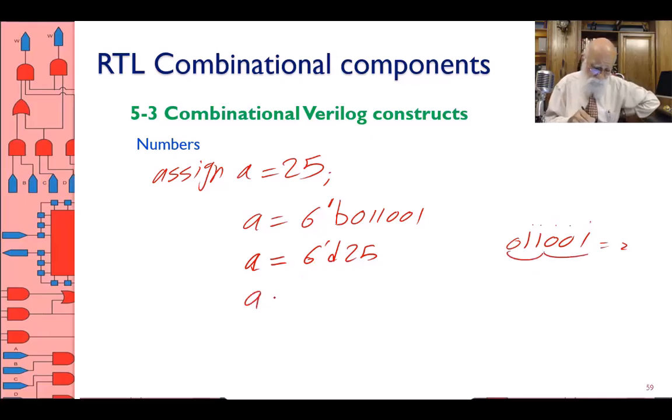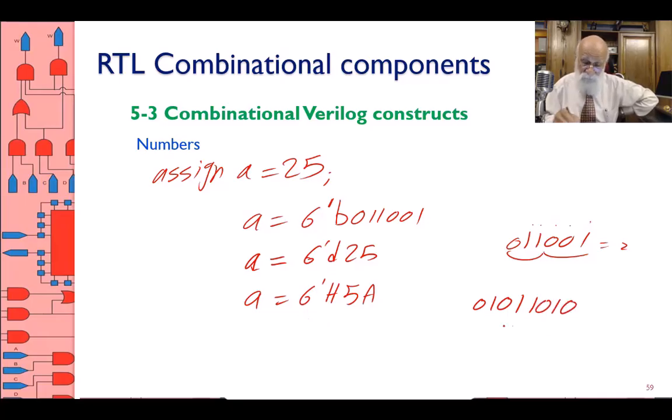Or you can say A equal 6 bits hex 5A. 5 is 0, 1, 0, 1. A is 1, 0, 1, 0. But then you said 6 bits, so it's going to take the rightmost 6 bits. And then A becomes this.